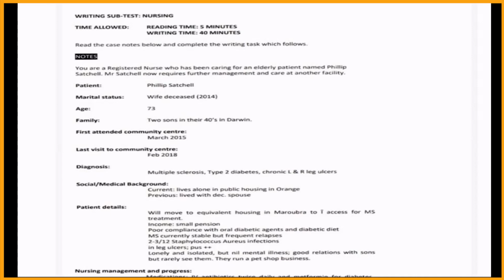I just quickly read that. Registered nurse. Please underline that, because when you sign off, you can just copy this as a title. You don't have to waste time on that. Who has been caring, which means the care started quite some time back. Who has been caring for an elderly patient named Philip Satchel. Philip Satchel now requires, and what does he require now? Further management and care at another facility.